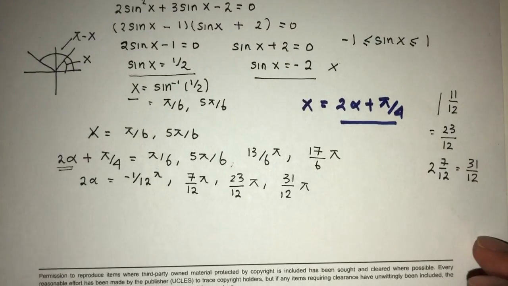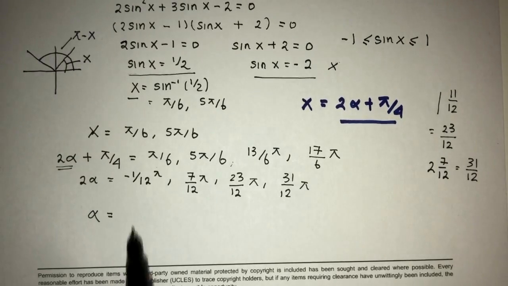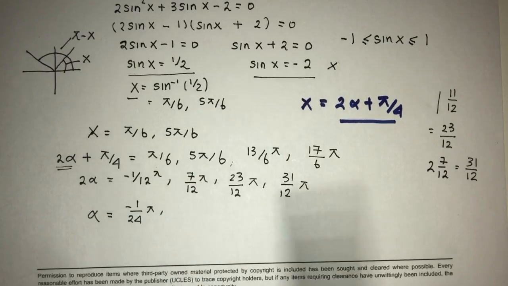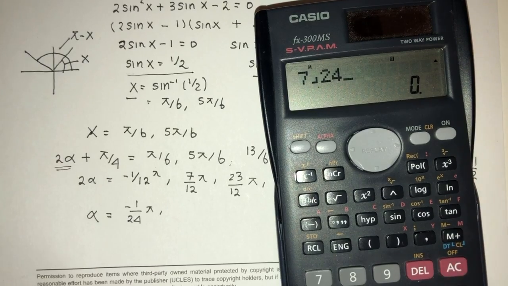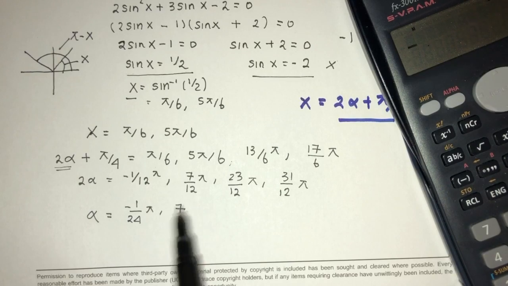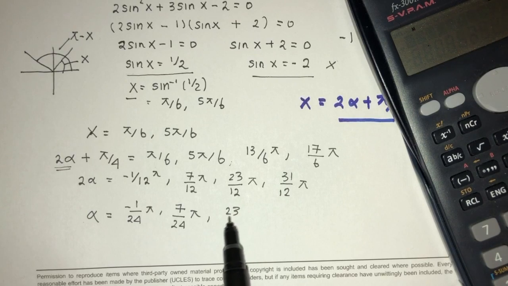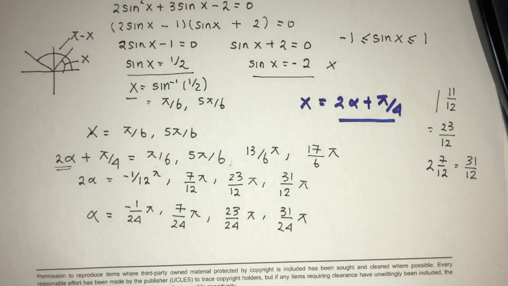But again, now we have to finally find the value of alpha. So it will be divided by 2, that will be minus 1 over 24 pi. Then 7 over 12 divided by 2 will be 7 over 24 pi. And this will be 23 over 24 pi. This will be 31 over 24 pi. So these will be the values of alpha which satisfy the equation.